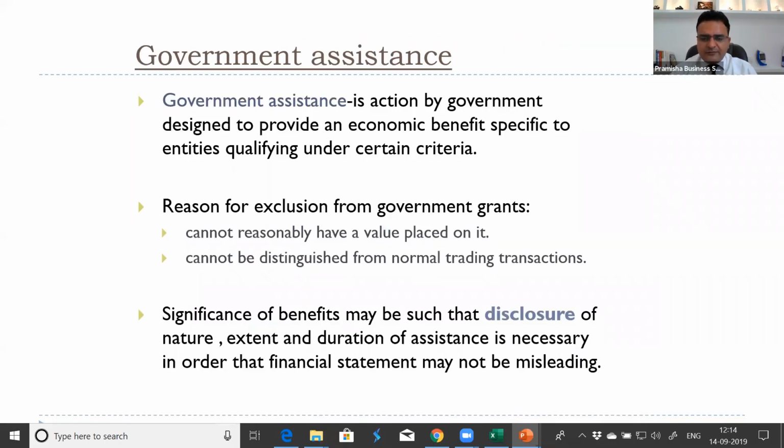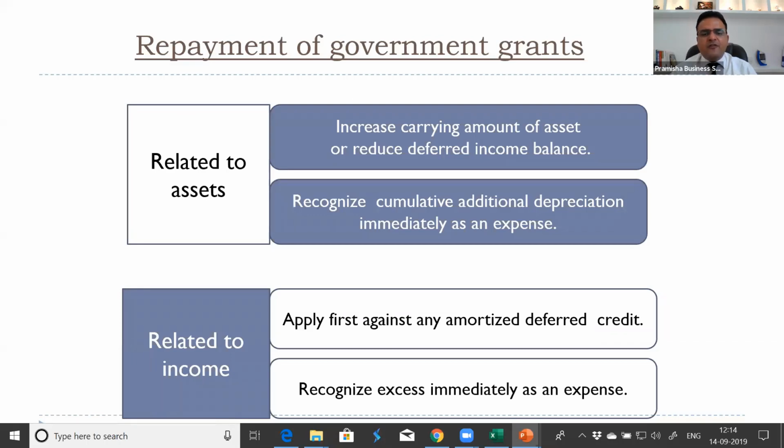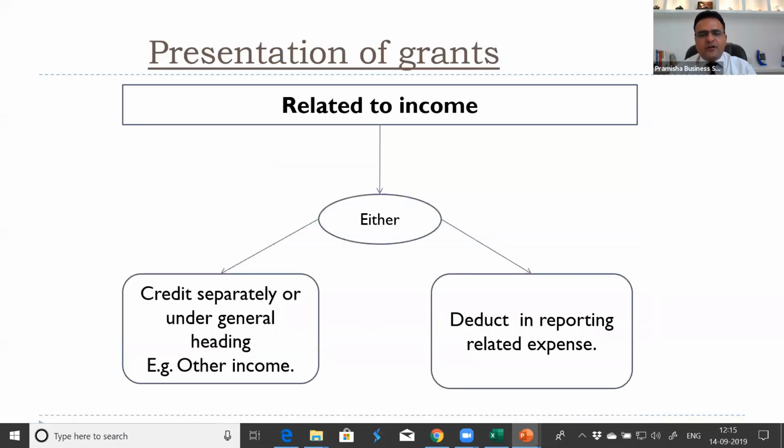For grants related to income, if there is a repayment, apply it first against any unamortized deferred credit. If there is any balance which is shown as other income, you will have to reduce it, or recognize any excess immediately as an expense. For grants related to income, we have only two choices. Either it is shown separately, in which case it will go away from the books, or if it has reduced my expense, I'll have to charge that expense again.